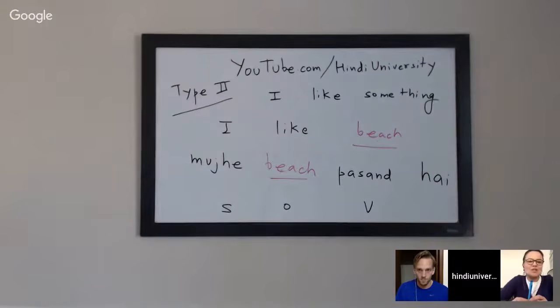मुझे नाचना पसंद है. Okay, I like to dance. मुझे मुर्गी पसंद है. I like chicken. मुझे घूमना पसंद है. Okay, I like to travel. Very good. मुझे भारत पसंद है. I like India. Okay, मुझे भारत पसंद है.